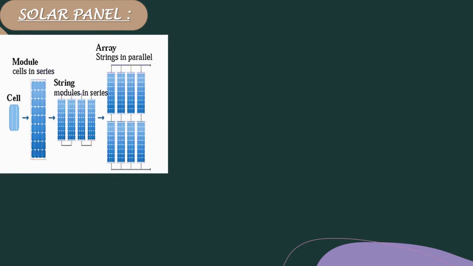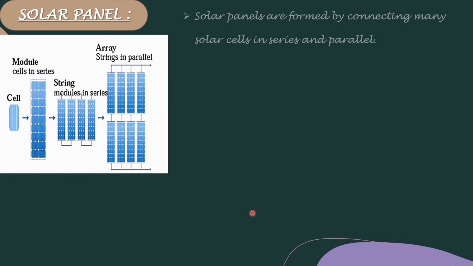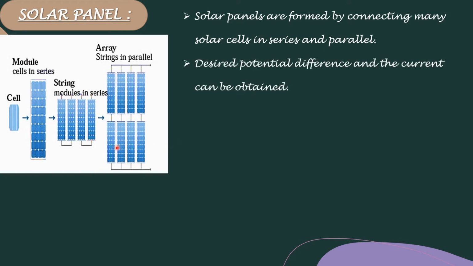Now students, let's learn about the solar panel. Solar panels are formed by connecting many solar cells in series and in parallel, and the desired potential difference and current can be obtained by making solar panels by connecting solar cells in series and in parallel. Now, the solar cell is the basic unit in a solar electric plant. Many solar cells come together to form a solar panel.